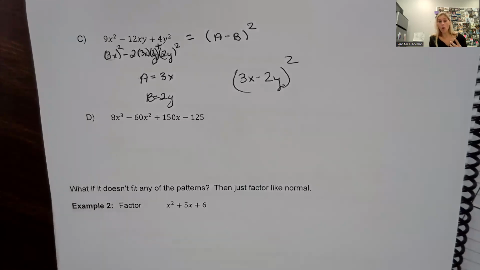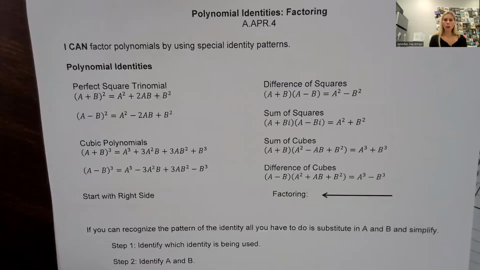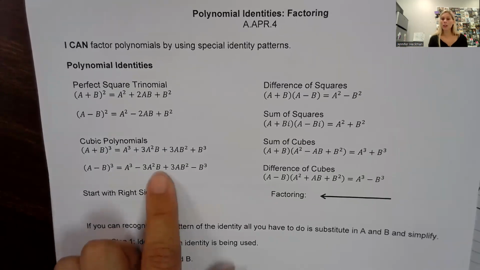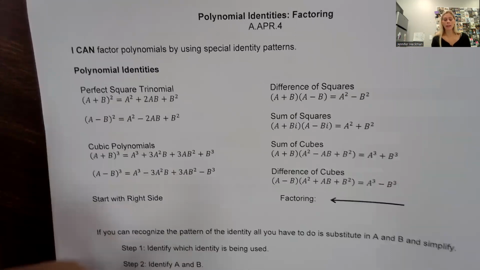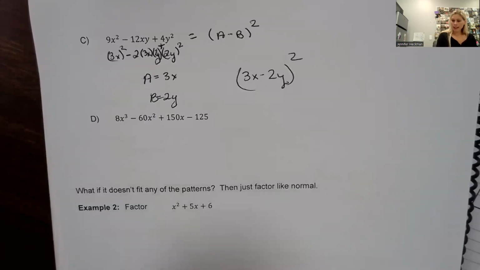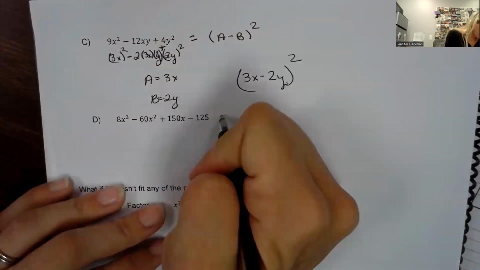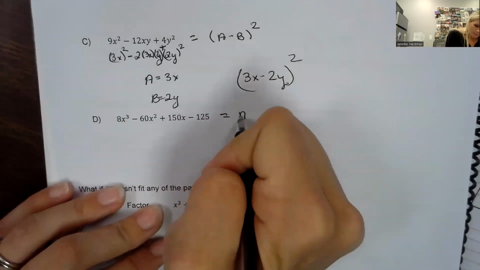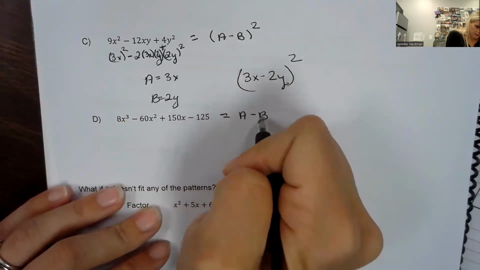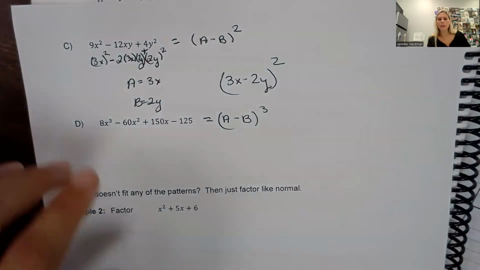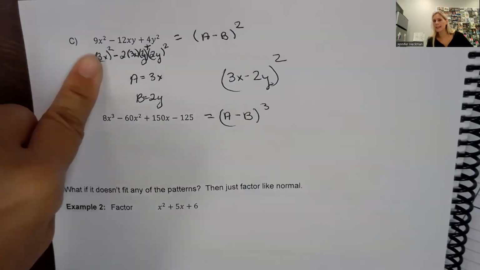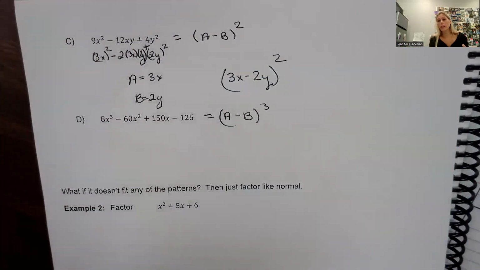For D, I have four terms and it goes minus, plus, minus. So our four terms on the right side here is down here, the cubic polynomials. And remember, it goes minus, plus, right? So that means it's the A minus B cubed. Now I'm going to do it faster. Right here, I proved to you and see why it works, but I'm going to do it faster.